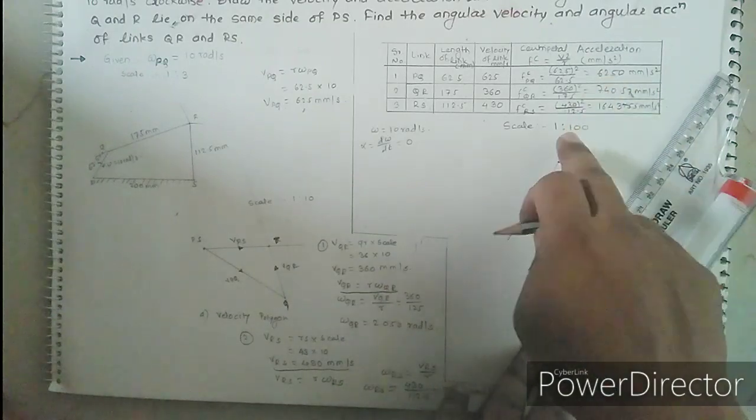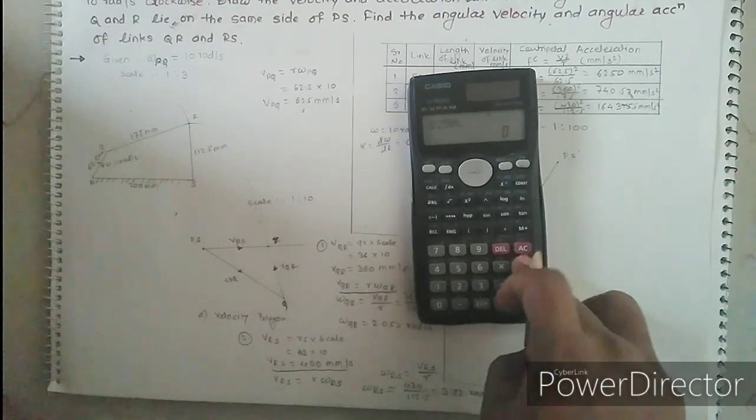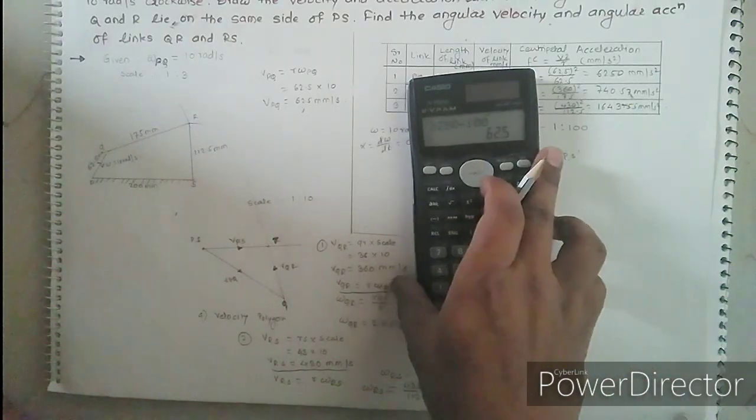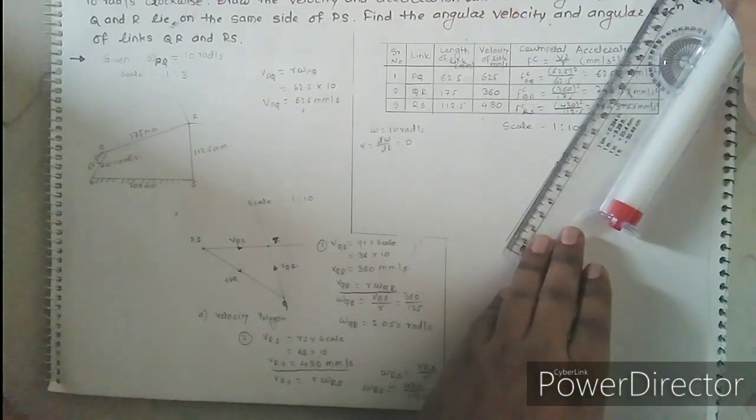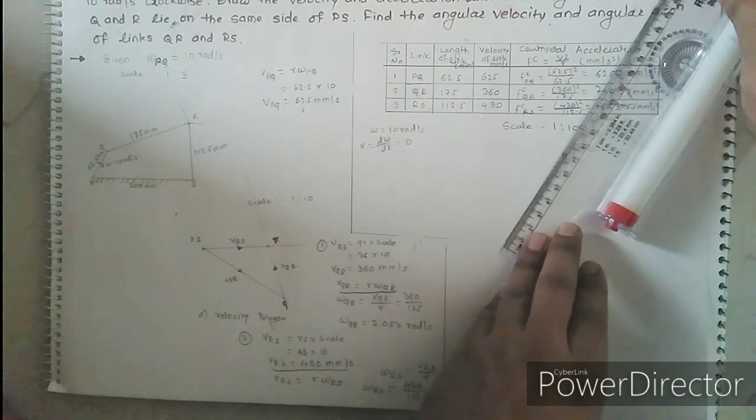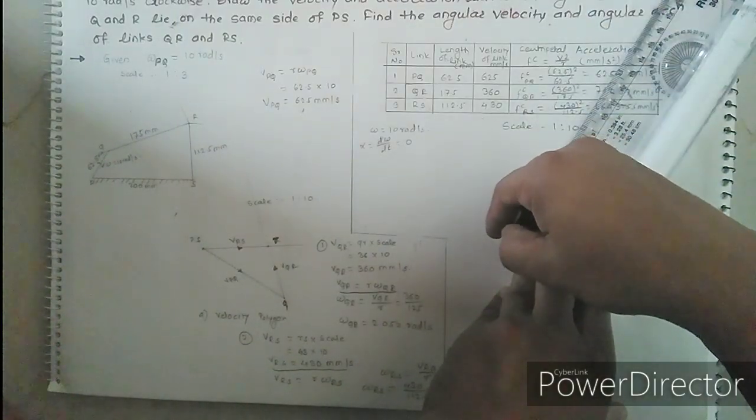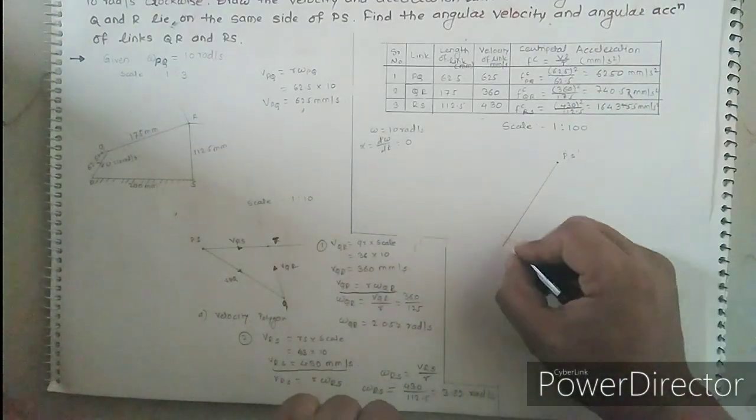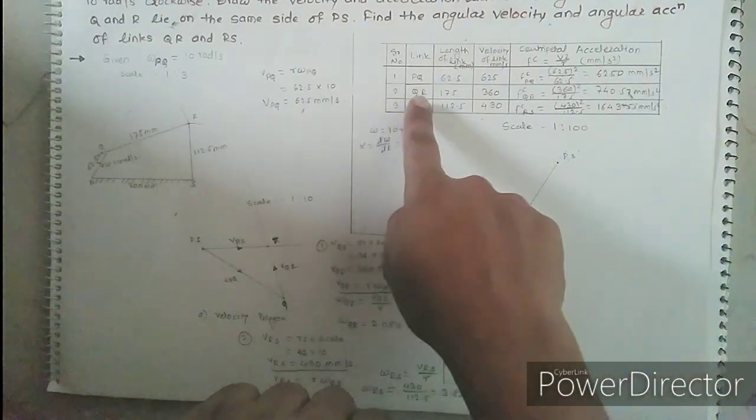Now we have 6250 divided by 100. That is 62.5, which is 6.3 near about. So mark 6.3. Here I am drawing the 6.3, that is Q dash. Now we have to draw the QR line.